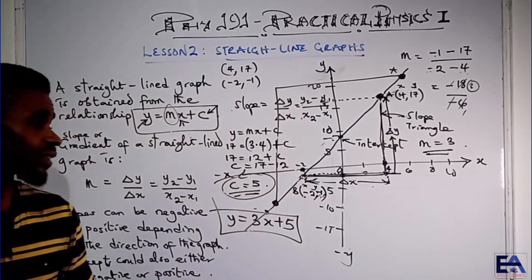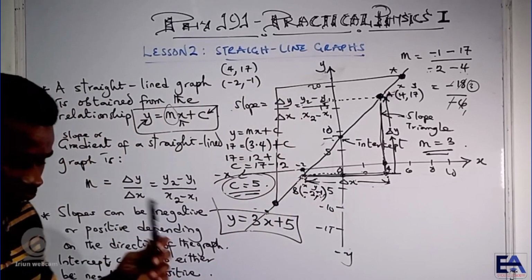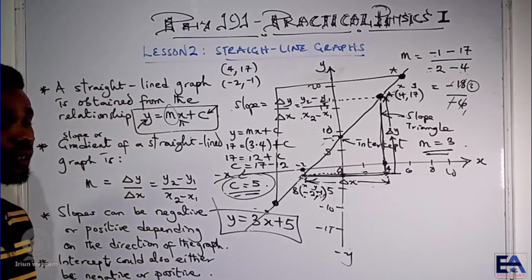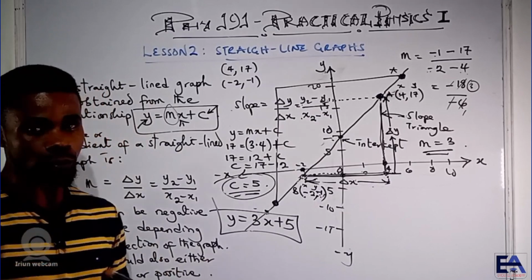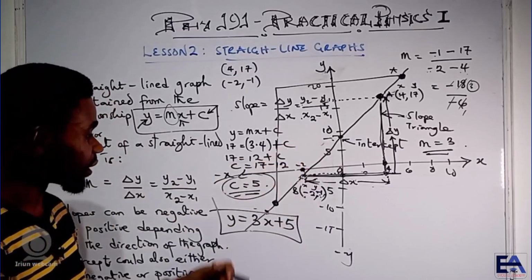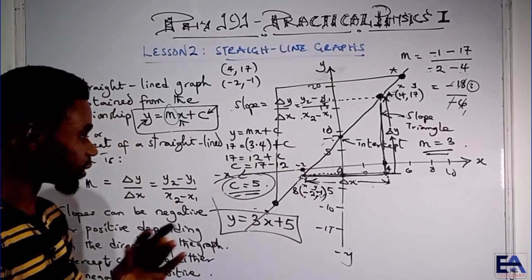And so that was that. All right, so we've talked about a few things. Now, to wrap it up, let's just talk about a few more properties of a straight line graph. I've told you that regardless of where we pick the points from, we are still going to get the same answer for the slope. So that one is sealed.